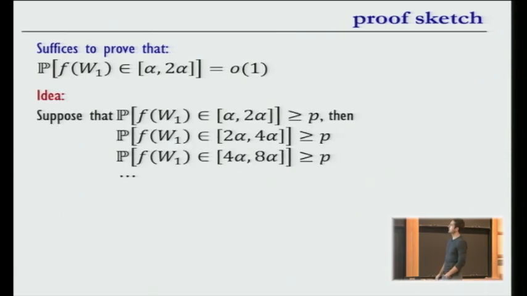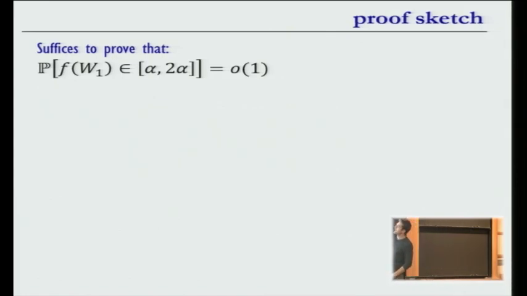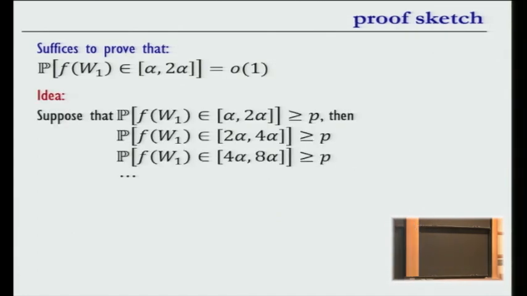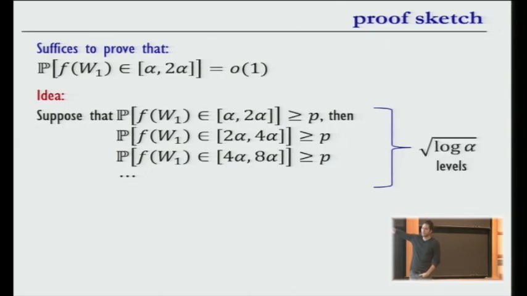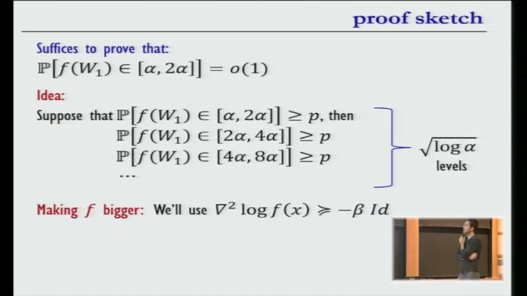Okay, so now to finish the proof sketch in our last 5 minutes. We want to prove that the probability in this interval alpha to 2 alpha goes to 0. Here's how we're going to do it. Suppose that the probability there is p. Then we'll try to show that actually the probability between 2 alpha and 4 alpha is p, and also between 4 alpha and 8 alpha is p. If we do this for enough levels, then by the fact that probabilities sum to 1, the initial probability must have been at most 1 over the square root of log alpha. So the goal is just to take this mass and argue that we can push it to higher level sets.